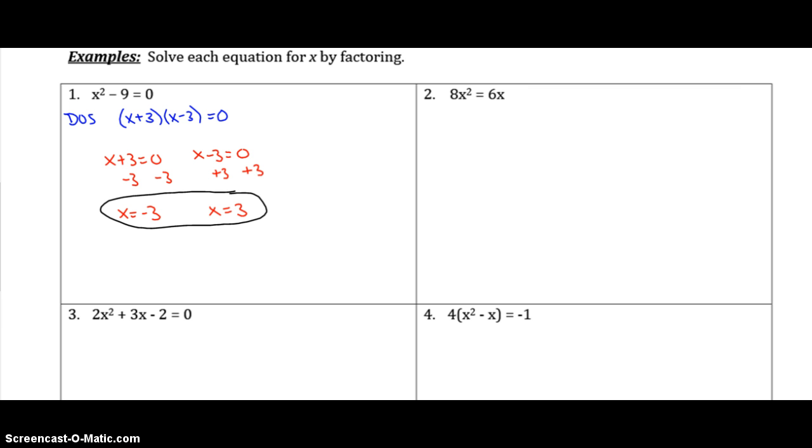Example 2. We don't have all terms on the left, so we're going to subtract 6x from both sides. So that gives us 8x squared minus 6x equals 0. Since there's nothing left on the right side, it equals 0. The factoring strategy here is common factoring. Once again, you're expected by now to know your factoring strategies. The common factor that can be taken out here is a 2x, and you are left with 4x minus 3.